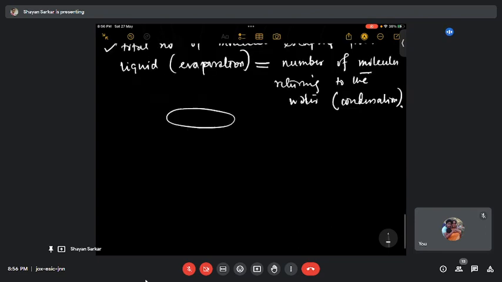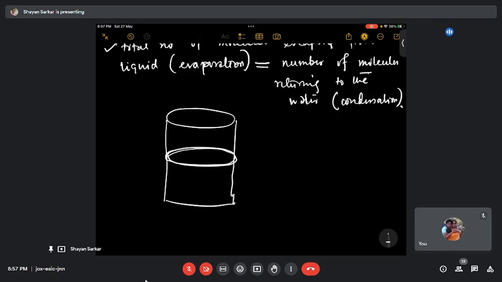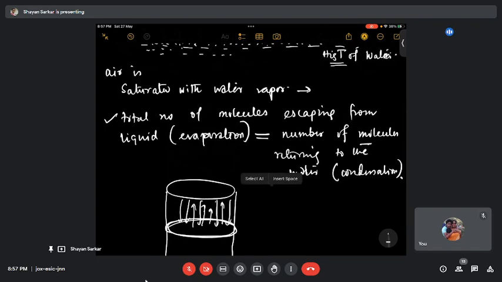Okay, suppose this is a closed container, and there is some volume of water present here. So what is happening? Some of the water vapor will move upward, and some of the water vapor will always move downward. And at this closed condition, the air is saturated with water vapor.